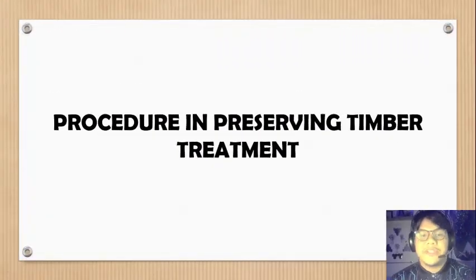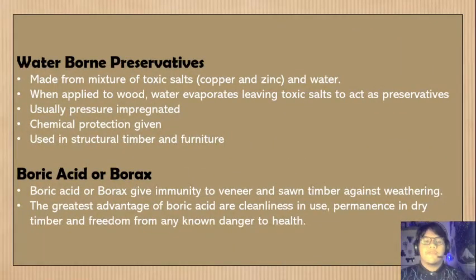Moving on to procedures in preserving timber treatment. First thing first, we have waterborne preservatives made from a mixture of toxic salts, that is copper and zinc, and also water. When applied to wood, the water evaporates, leaving the toxic salts to act as preservatives. This kind of preservative is usually pressure impregnated. Also, chemical protection is given, and this kind of preservative is usually used in structural timber and furniture.